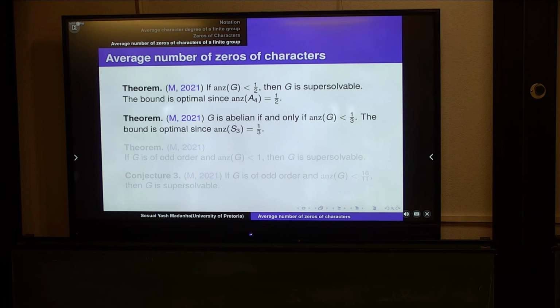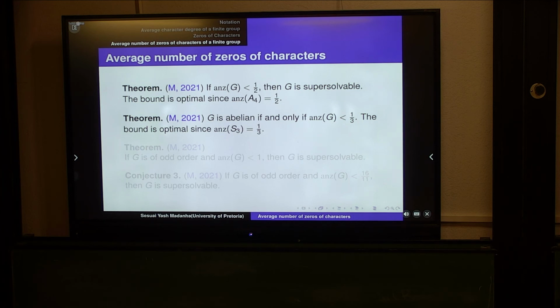So there, following what Mandy said in the morning, if someone throws you a table with a bunch of values, and you see that the average number of zeros is less than a third, but the group is not abelian, then it's not a character table. Basically, that's what it means.